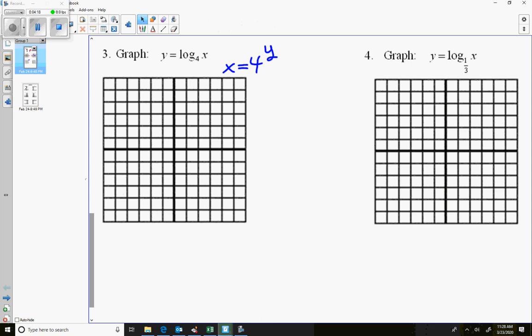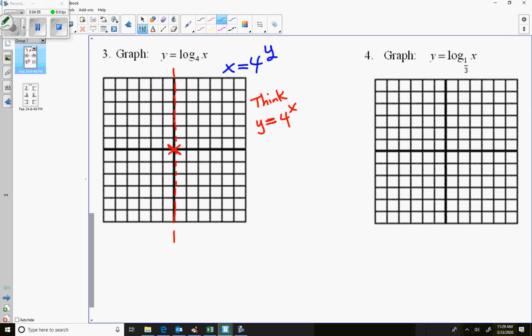Y equals log base 4 of x. I'm going to think about y equals 4 to the power of x and know that that is not the correct graph. That's the exponential graph. But if I just simply switch the x's and y's, I will get my logarithmic graph. Starting point is still at the origin. But instead of a horizontal asymptote, my logarithmic graph will have a vertical asymptote.